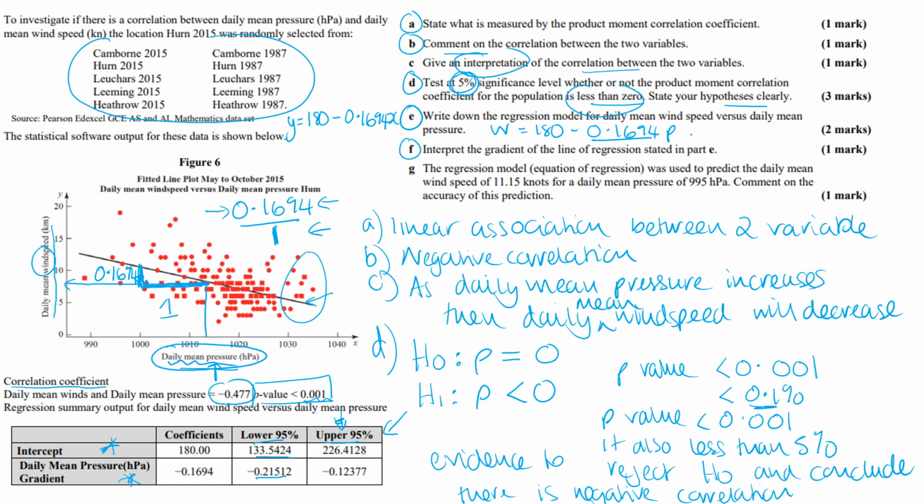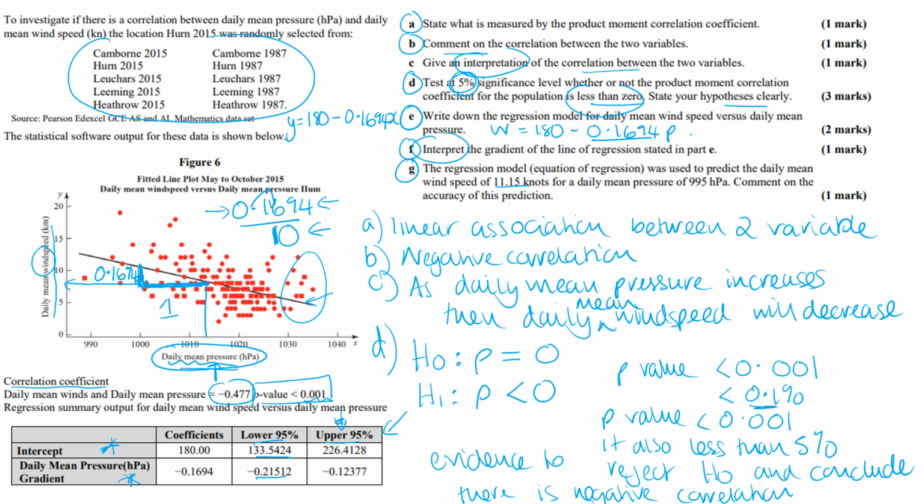So we can look at the axes and say that these aren't really measured in terms of decimals. We could just times that by 10 and times that by 10 and say for every 10 increase in the pressure, then the wind speed is going to go down by 1.694 or 1.7. So again, when you're interpreting, you're putting it into layman's terms and just explaining to somebody what that means in terms of the variables.